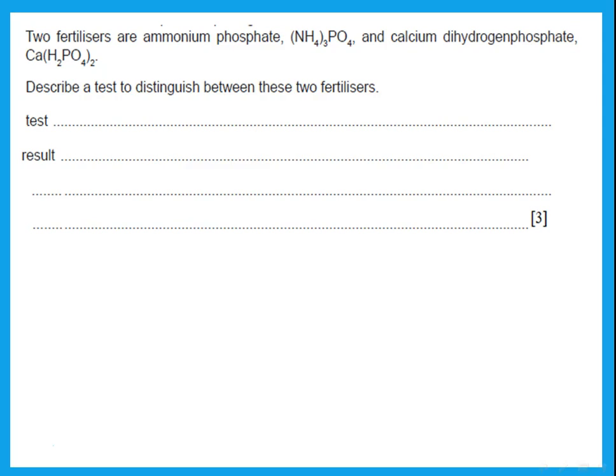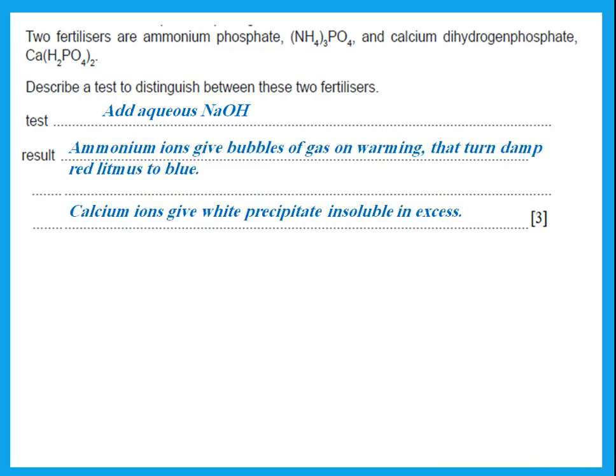Okay, I have two fertilizers, something that has ammonium and something that has calcium. And he's saying describe a test to distinguish between these two fertilizers. Okay, when we are asked to distinguish between two things, what we're required to do is give one test that will either work with one but not the other, or give different results with both. So, for example, I want to distinguish between ammonium and calcium ions. So I can add what? I can add aqueous sodium hydroxide to each solution. Now, with the ammonium, I mentioned what I should get, and with the calcium, I mentioned what I should get.